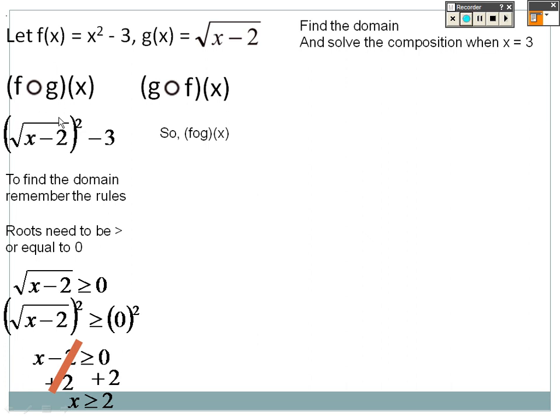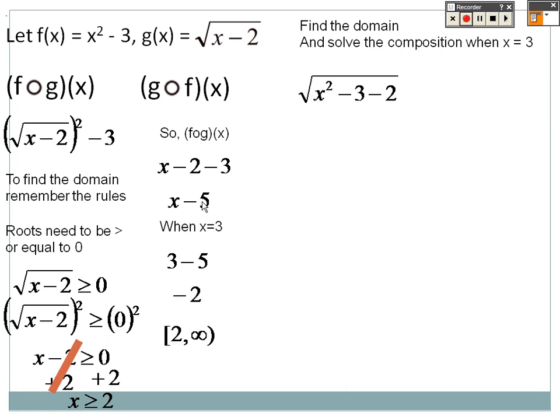And once again, you can get those to cancel out. x minus 2 minus 3, so it's x minus 5. So x minus 5, and it only is graphed from 2 to infinity, because where they overlap, from 2 to infinity, is the domain. Now when I plug in 3, 3 minus 5, negative 2 is your answer. So there's that, and there's the domain.